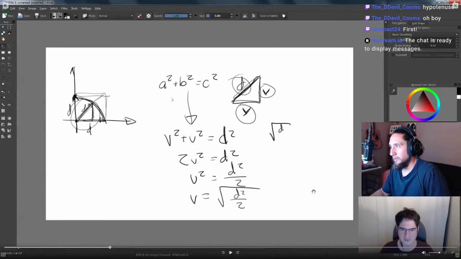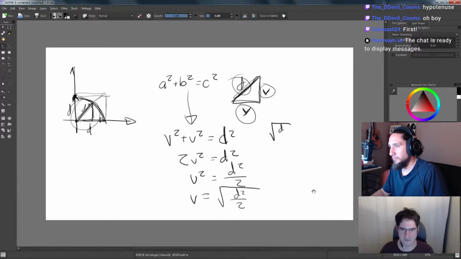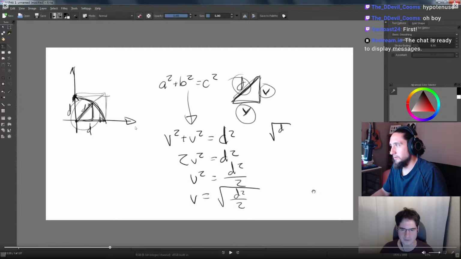He plugs it back in to be able to basically prove that this formula for what v is, plugging that in for the original equation, gives him d back. Okay, so it's like the proof.